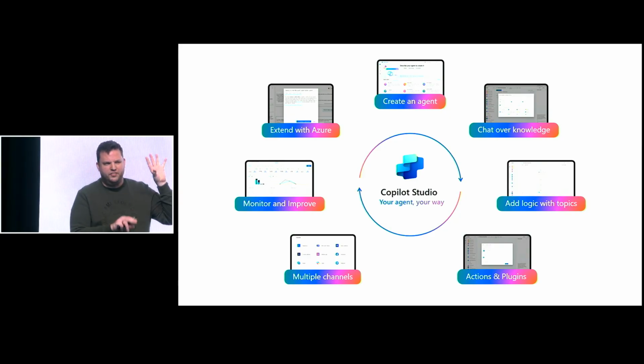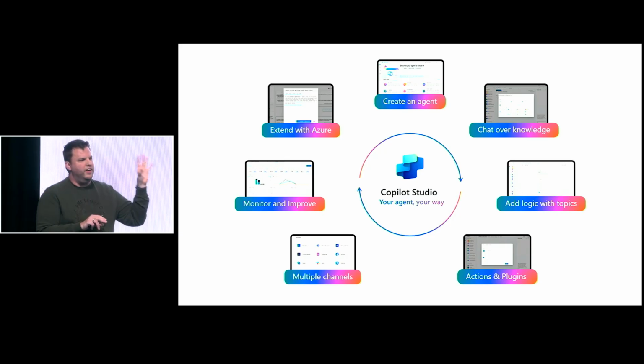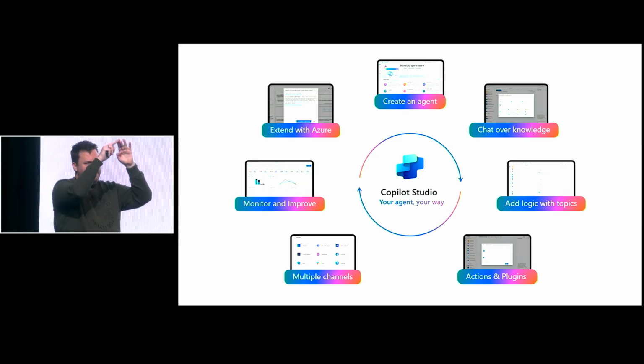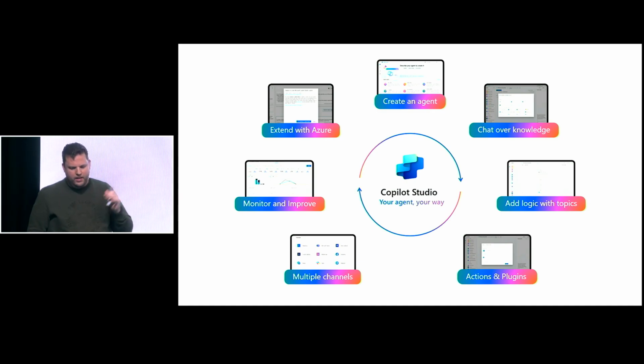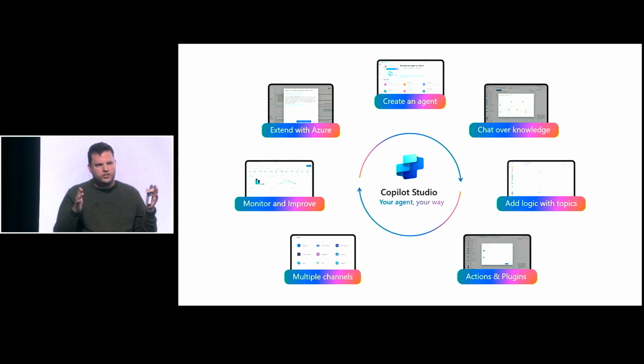And that's a little bit different from the chat over knowledge part, because the chat over knowledge part is very much AI based. With topics, you design it your own way, and it will output everything in your conversation the way you design it. With AI, a lot of the messages are generated by AI, so you have less control over what it basically says.